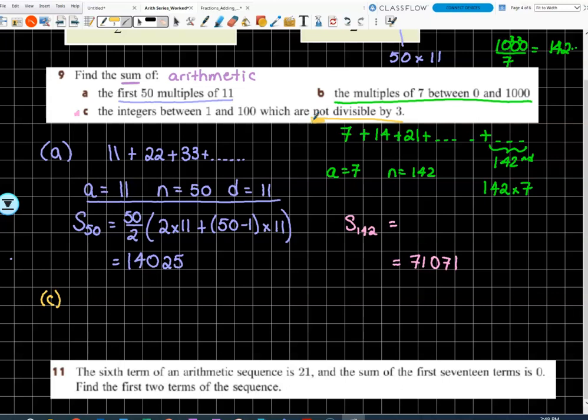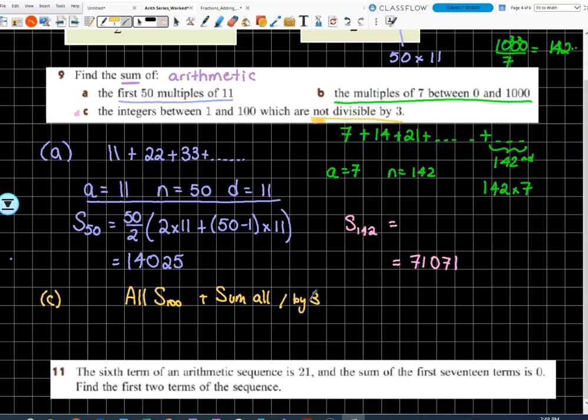Right? So, can you work out the sum of all the integers from 1 to 100? So you're going to work out S100, 1 plus 2 plus 3 plus 4 plus 5 plus 6, all the way to 100, agreed? Can you work out the sum of all the numbers that are divisible by 3? Isn't that what you just did for part B, but instead of doing it between 0 and 1,000 divisible by 7, you'd do it divisible by 3?